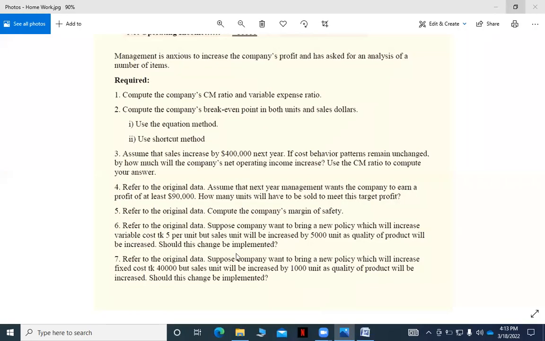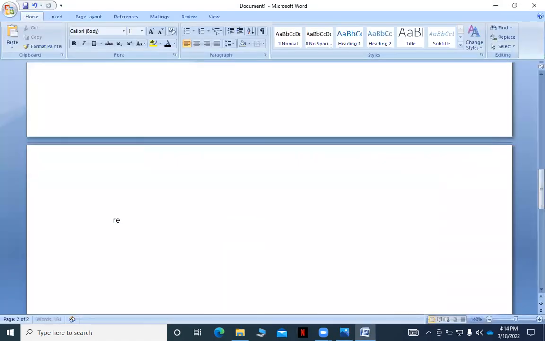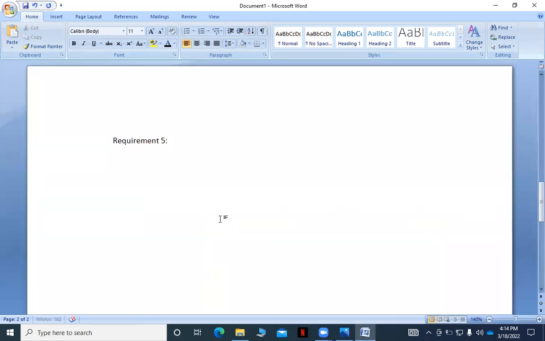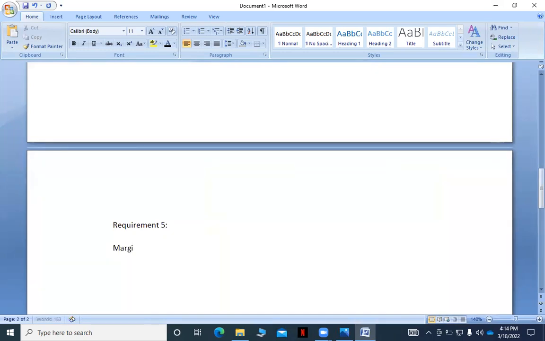Yes. So the next requirement is: refer to the original data, compute the company's margin of safety. You know the margin of safety formula is sales value minus the break-even amount. Whatever we get, we call it the margin of safety. So let's write requirement number 5. Margin of safety equals sales minus break-even amount.